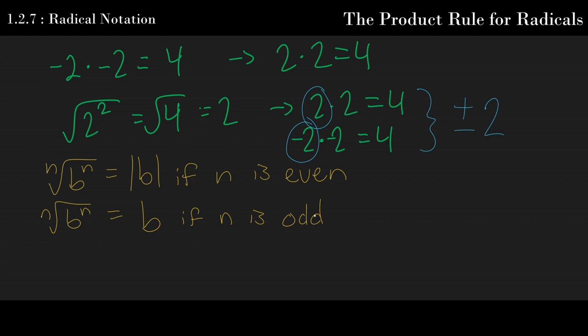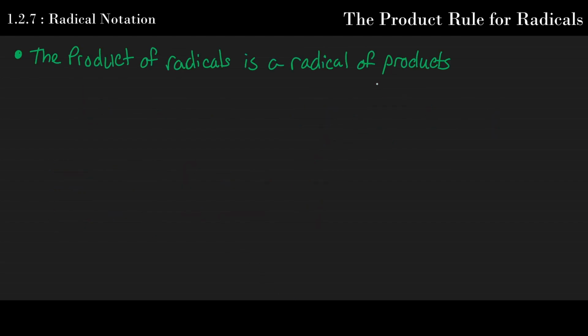We will now move on to the properties associated with radicals. The first property is the product rule for radicals. This property states that the product of two radicals is the radical of two products. For example, the square root of 4 times the square root of 9 equals the square root of 4 times 9 equals the square root of 36, which equals 6.